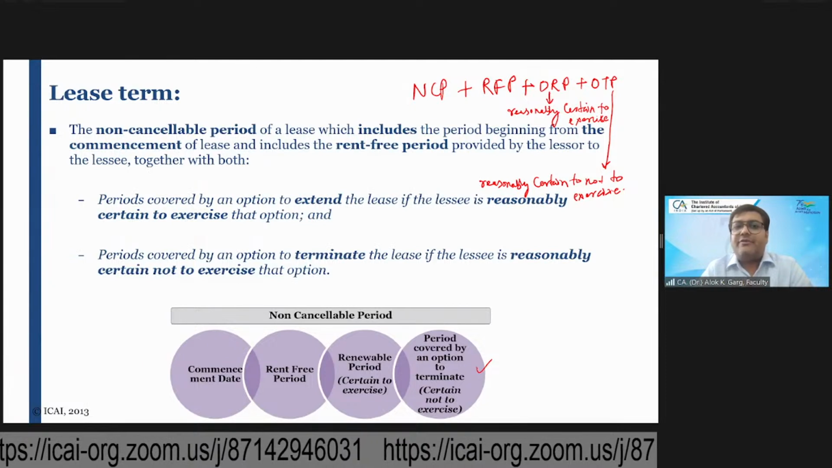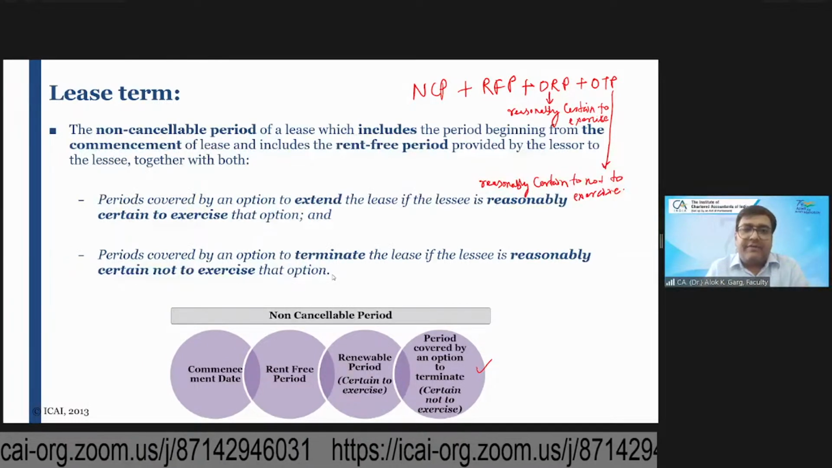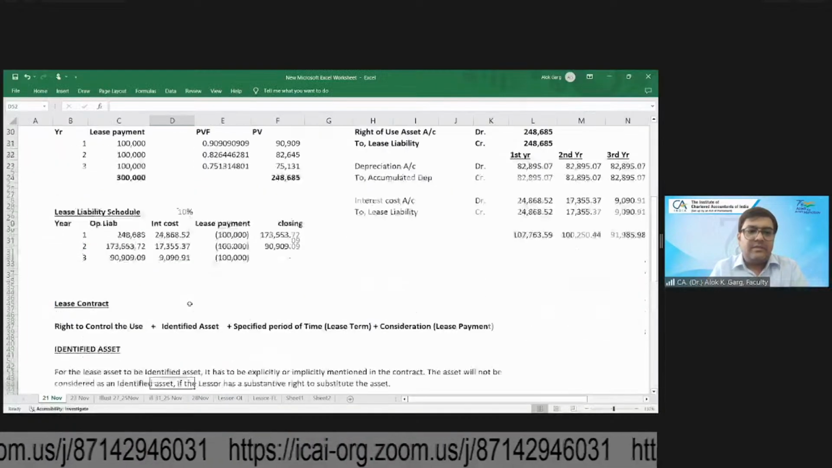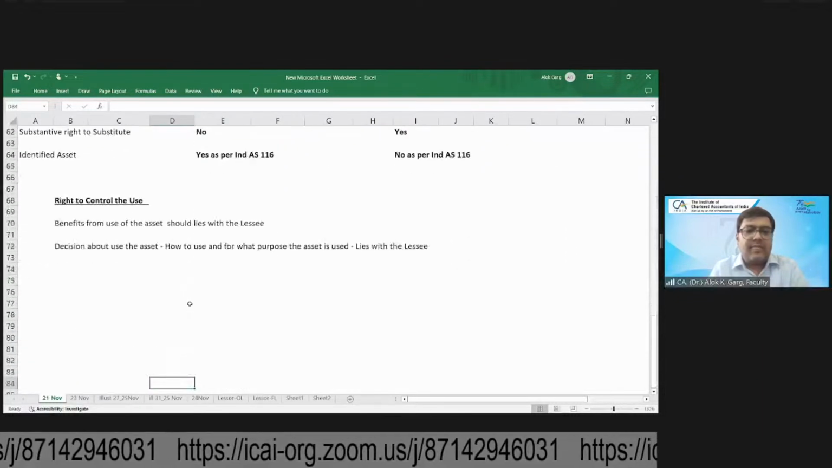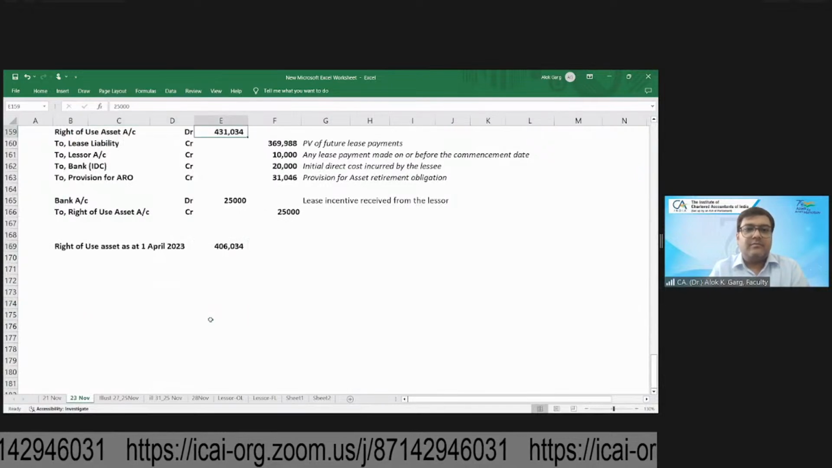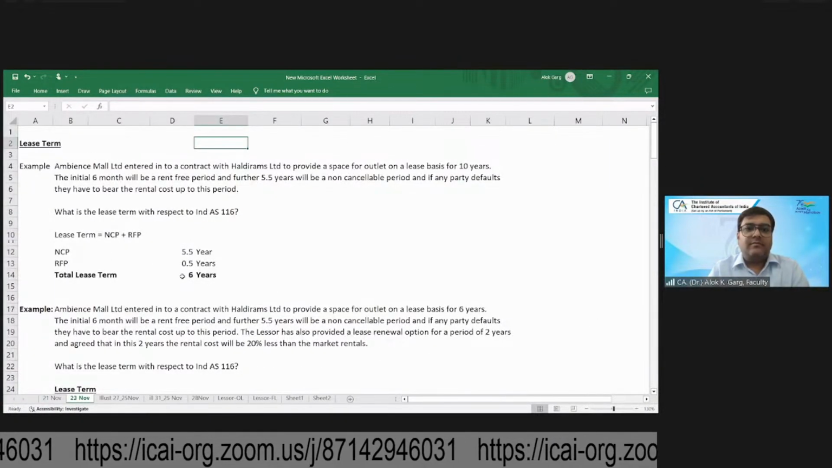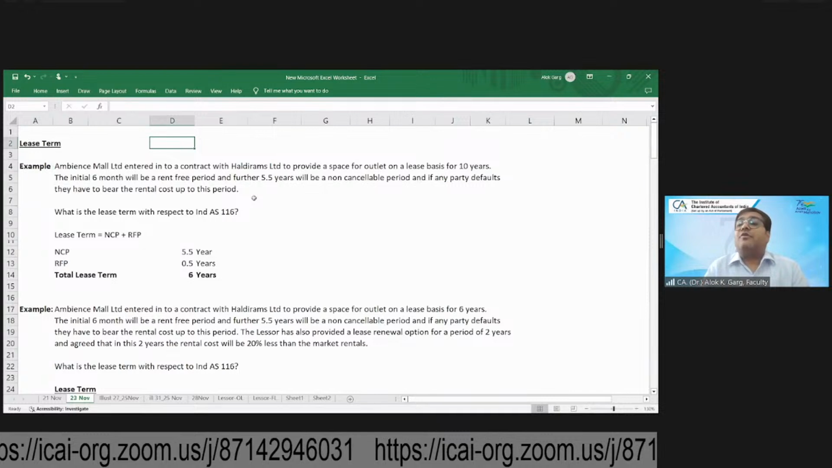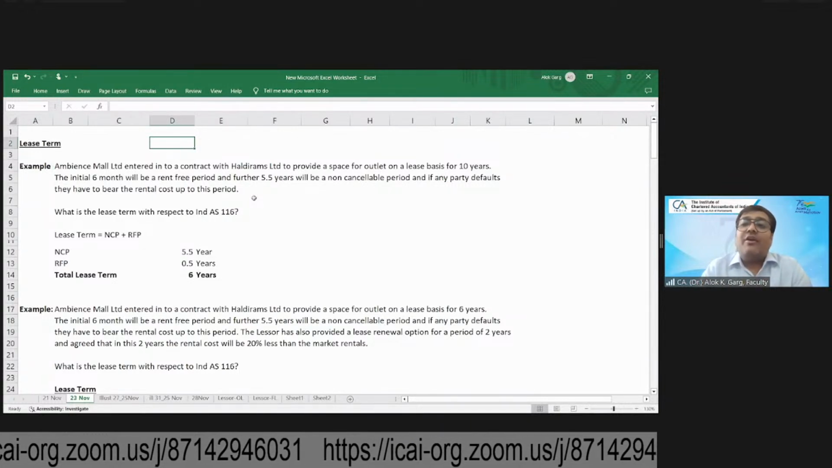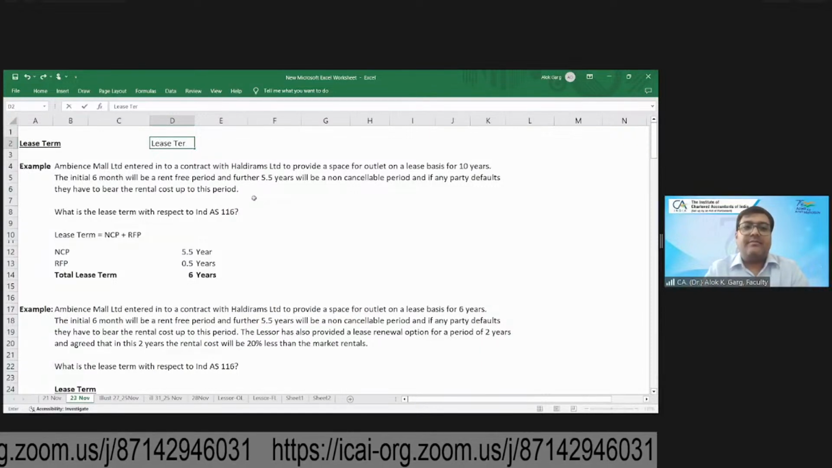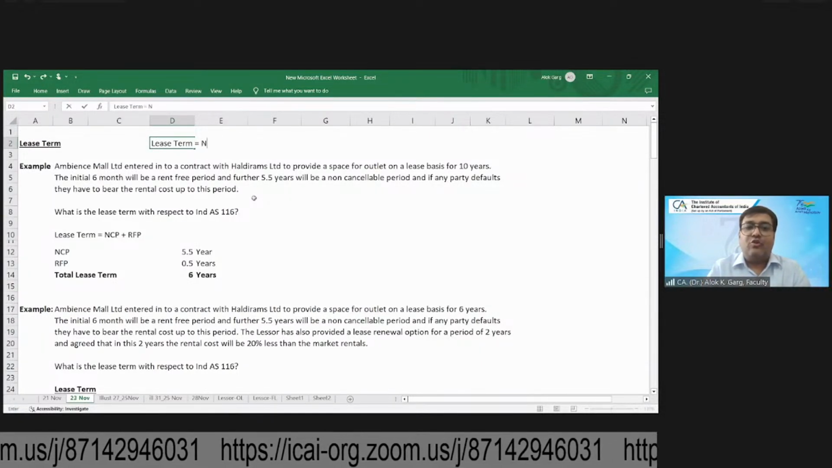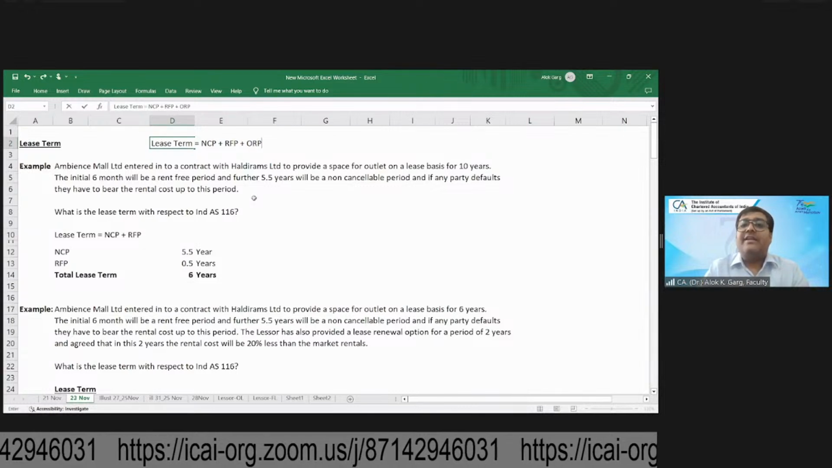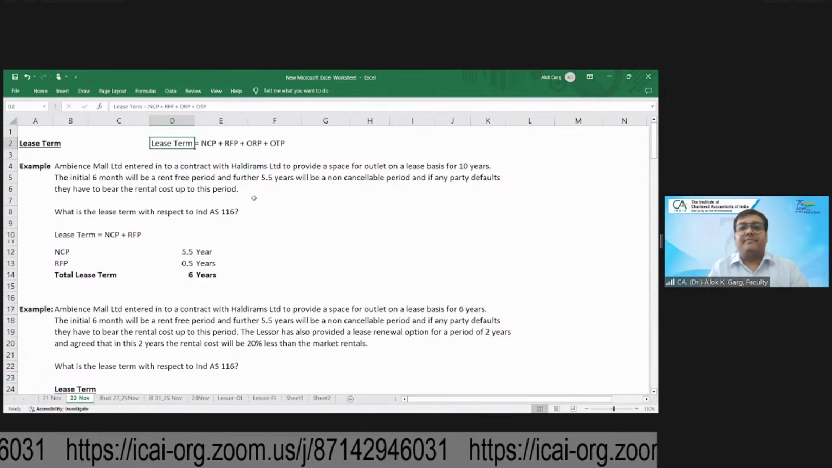I'll try to explain this concept with the help of an Excel file, and let me take you to the Excel file. Now, what is the concept of lease term? The concept is the non-cancelable period. Lease term is equal to non-cancelable period (NCP) plus rent-free period plus optional renewal period plus optional termination period. This is the definition of the lease term.